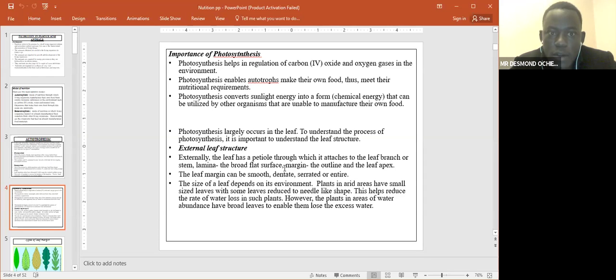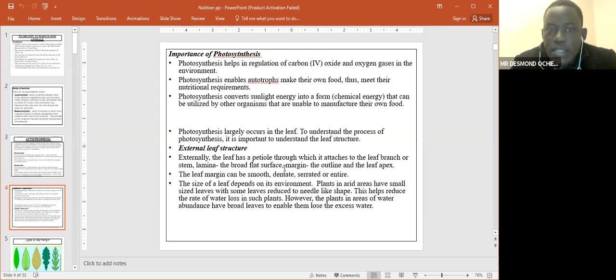Apart from that, photosynthesis enables autotrophs, those particular living organisms, to make their own food. Thus, they meet the nutritional requirements. So we know there are living organisms, specifically the green plants, some protoctists and some bacteria, which depend on the process of photosynthesis as a means of acquiring nutrients.